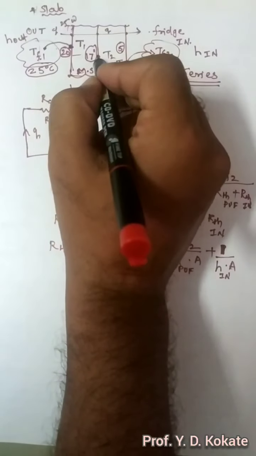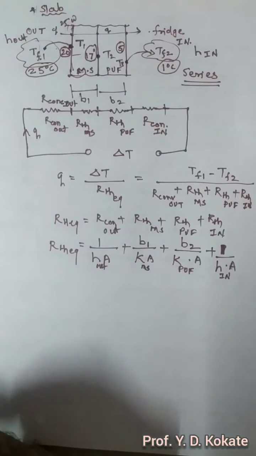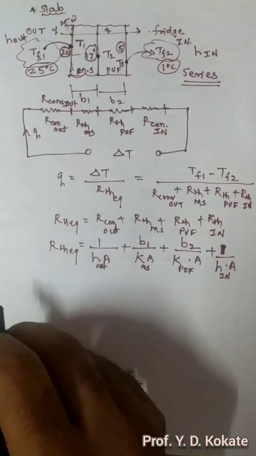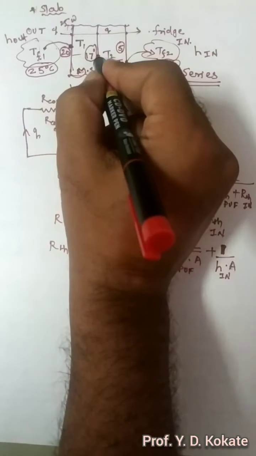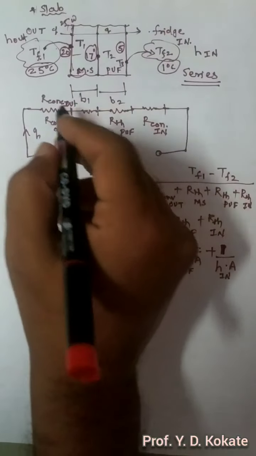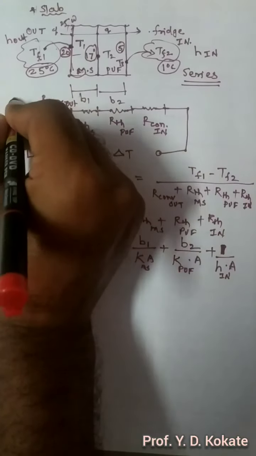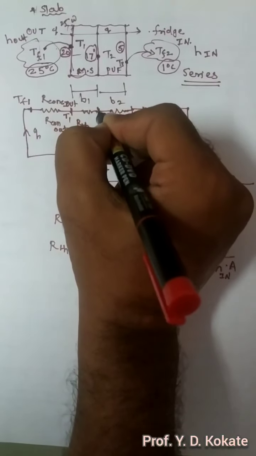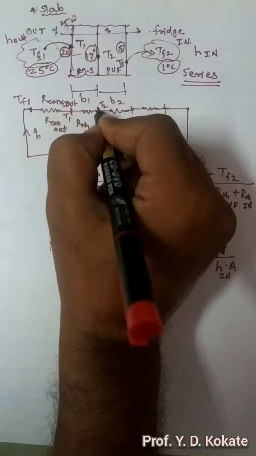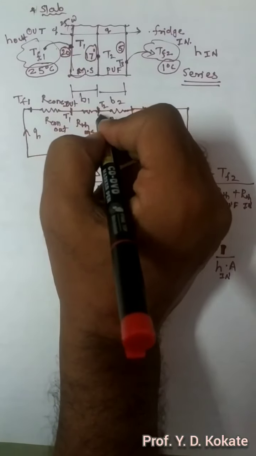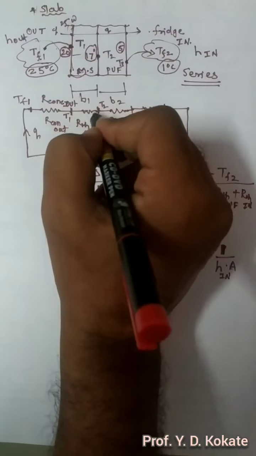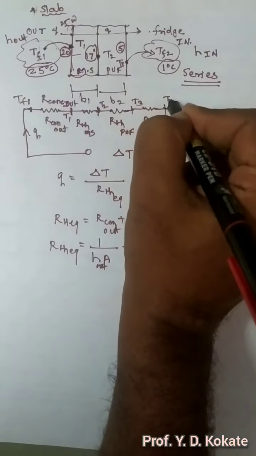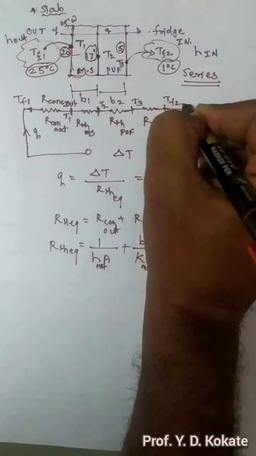But if you don't know a temperature, let's say the T2 temperature is unknown, and they ask you to find out the T2 temperature, you can also find it out. How? Always remember, here is the temperature TF1, here will be temperature T1, here will be temperature T2. So T2 is in between, T2 is the temperature after your first resistance, then this is T3, this is your TF2.